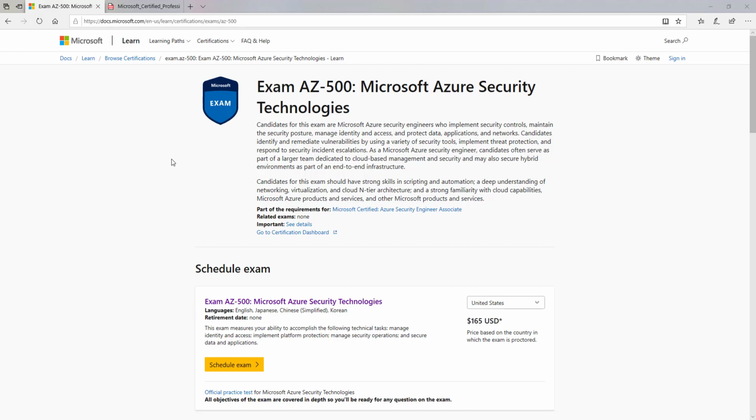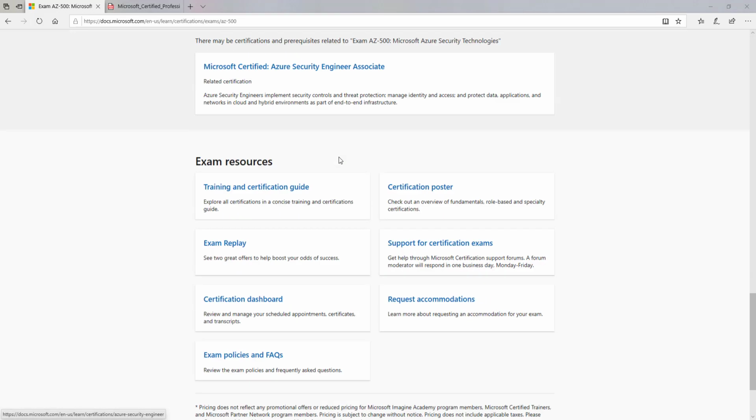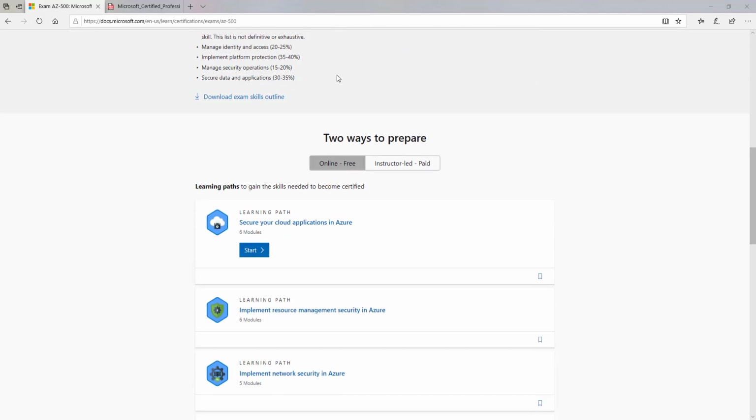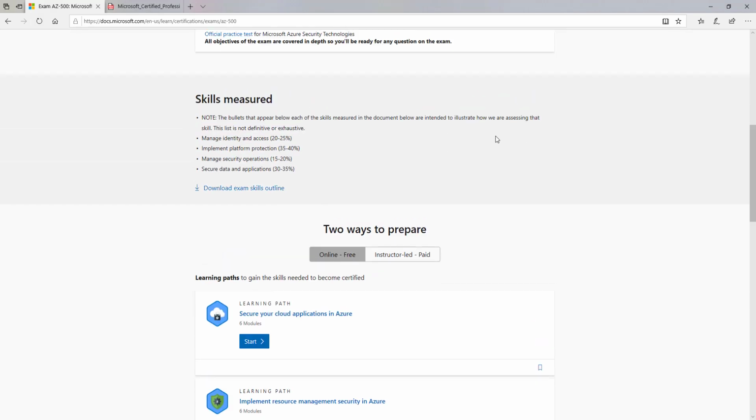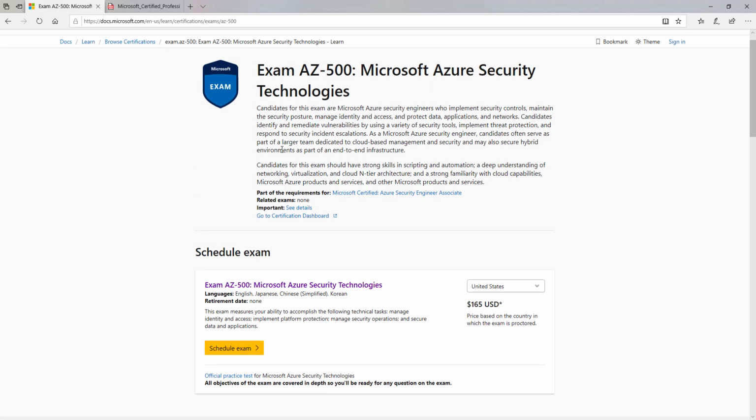So this is the exam page. You search Microsoft Security Exam or AZ-500 and you will land on this exam page, and it will tell you what topics the exam will test and their weightage in the exam. I will share my experience of the exam soon, so you can see and you can register. Pricing depends upon the country.